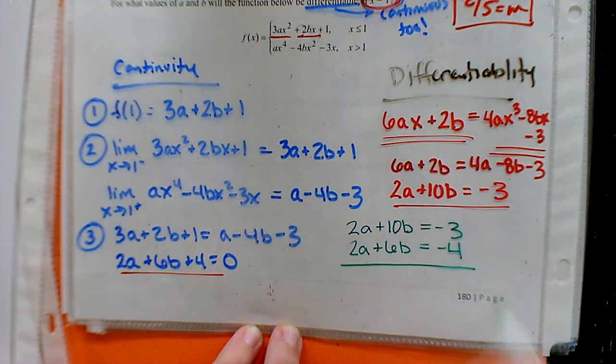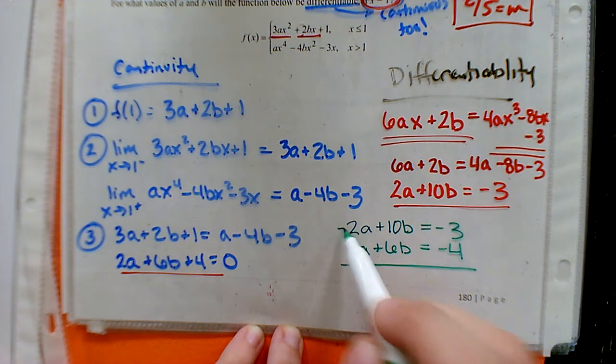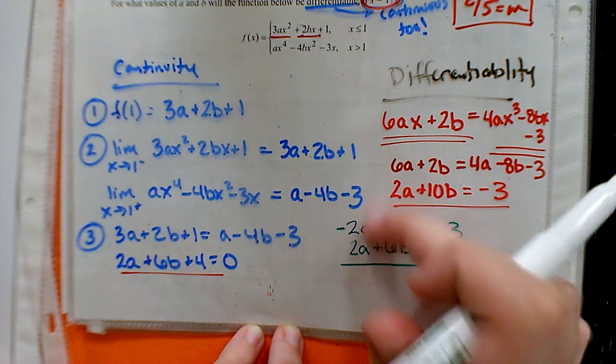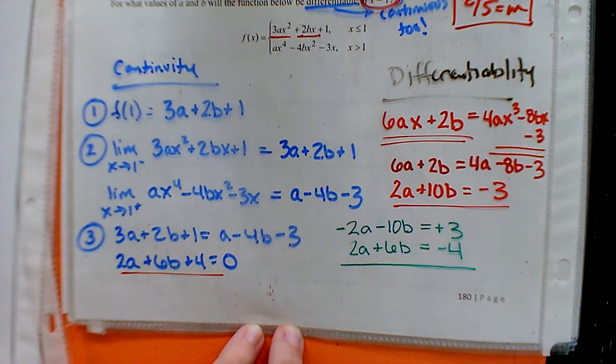Alright, so how do you guys want to go through elimination now that everything's lined up? Multiply one of the equations by -1. It doesn't matter, first or second. Notice how the a coefficients already match. So we'll just change the signs on those values, multiply everything by -1, and we'll just add down.